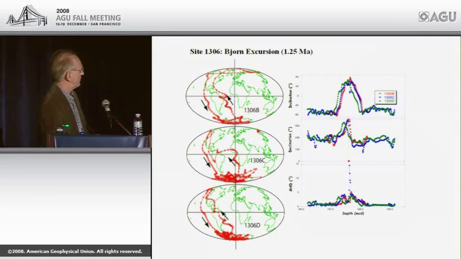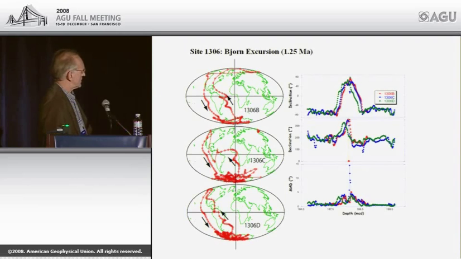So this sort of excursion record, then, if we look at individual excursions, and this just happens to be one called the Bjorn excursion at 1.25 million years, it illustrates this excursional record is observed over about 80 centimeters of sediment core. And we can plot these directions. This is declination, inclination, and the MAD value again.